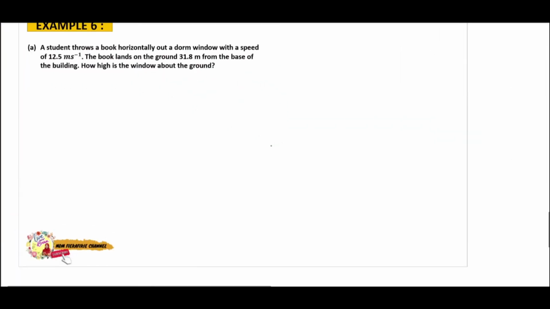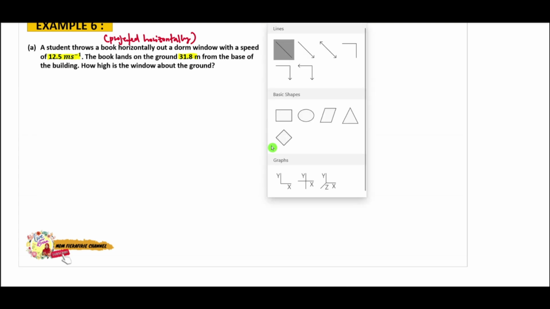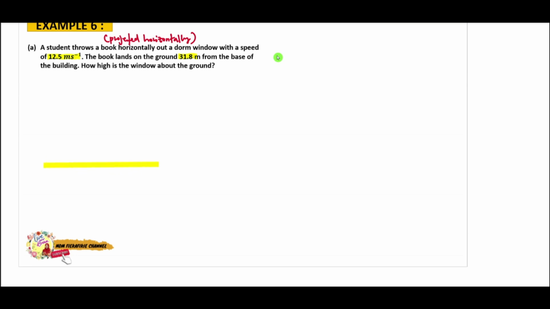Okay, example number 6, the last one. We have a student throws a book horizontally. So here means that the object is projected horizontally. Okay, so the initial speed is given 12.5 meter per second. The book lands on the ground 31.8 meter from the base of the building. How high is the window above the ground? So, berapa tinggi tingkap daripada tanah kan, from the ground.